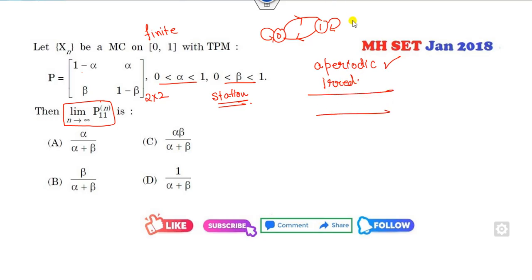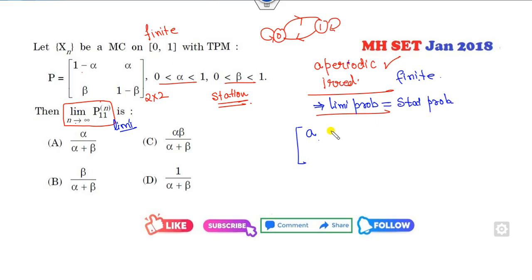So once the Markov chain is finite, aperiodic and irreducible, that means the limiting probability is the same as the stationary probability. Fine, because they are talking about the limit, that means they are asking for the limiting probability. So limiting probability is the same as stationary probability. How can you find the 2 cross T?